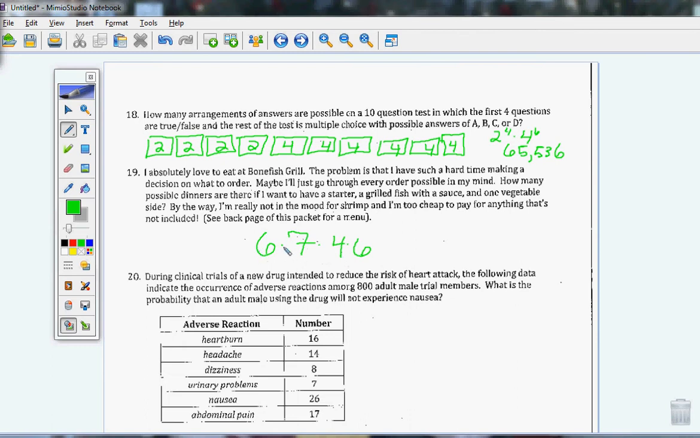But you do get 6 times 7 times 4 times 6. You're getting one of everything. That's the multiplication principle of counting. So it'll be 1,008 for the answer there. All right, moving on to the next one.